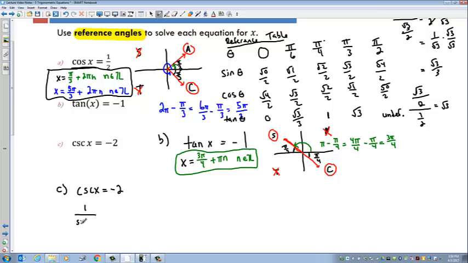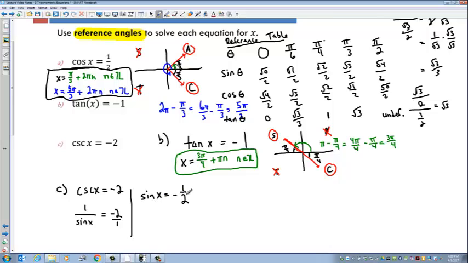So 1 over sine of x equals negative 2. And then if we flip both sides, this will tell us what? I'm just going to flip this side, and remember, this is really negative 2 over 1. I'll flip that side, and so this tells me sine of x is equal to negative 1 over 2. And so now I've transformed the problem into something I can actually solve.